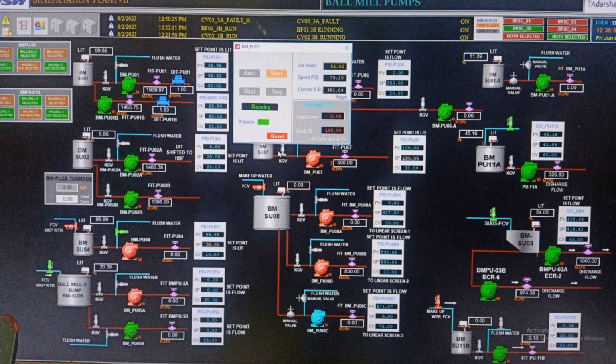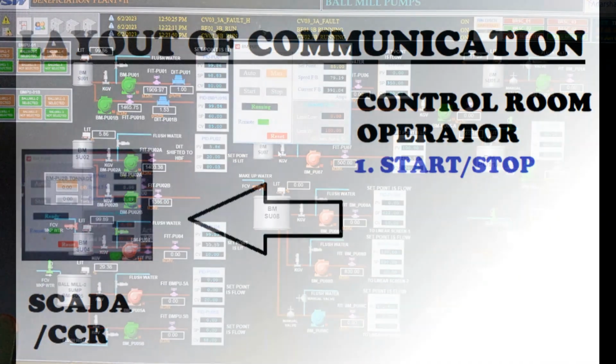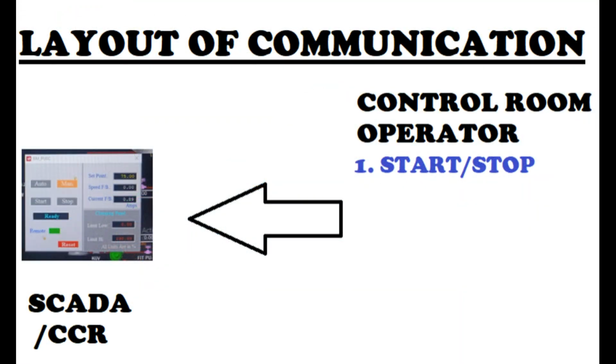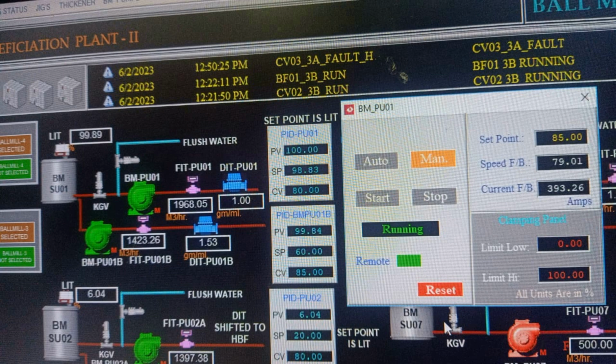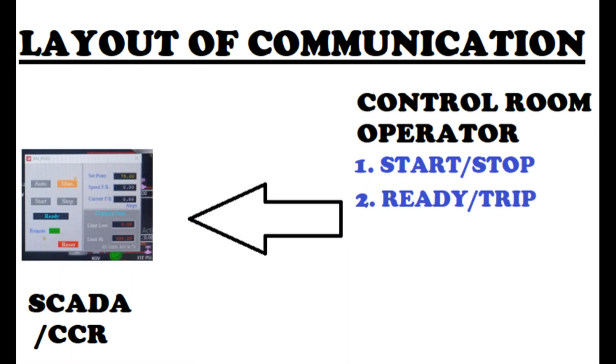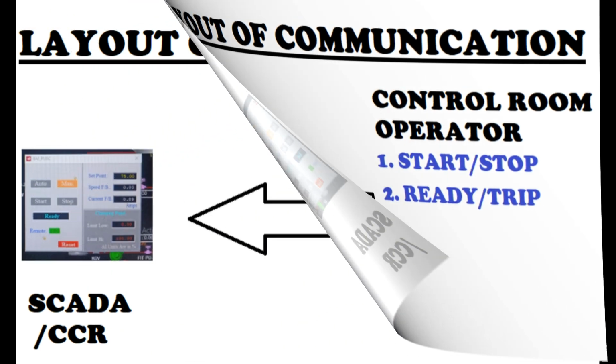Through SCADA, the control room operator has access to all the signals. We'll see one by one. The very first thing is when to start and stop, whether in auto state or in manual state. Here we can see on the right hand side. So after giving a start stop command, the drive is running, we can see. The second one is whether the system is in ready or trip condition. The operator will see that.